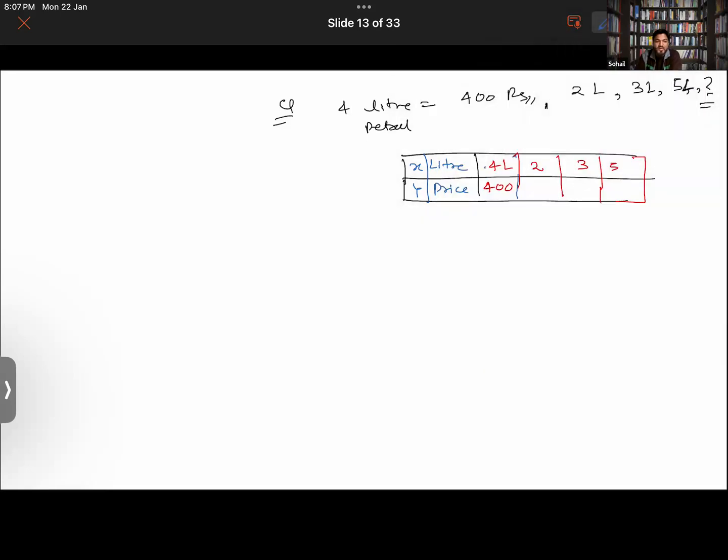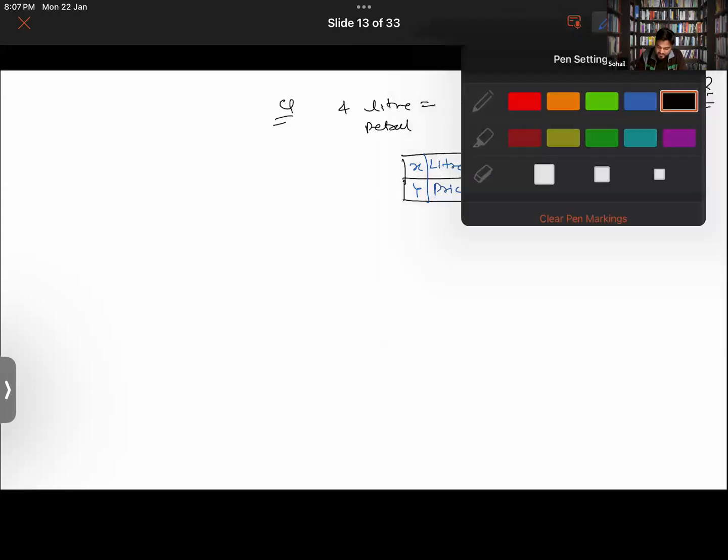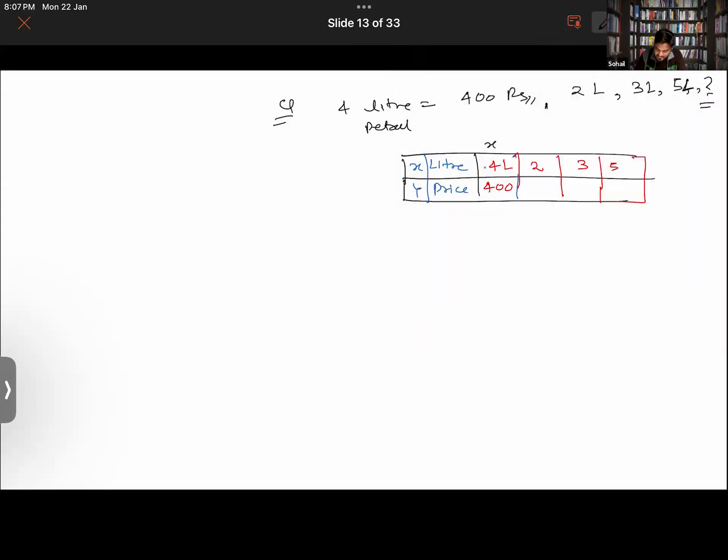Okay, now we know that as the liters of petrol purchased increase or decrease, it will impact the price also. If you purchase more, the price will be more. Also, for convenience, we can write it as x1, x2, x3, and x4. And this one is y1, y2, y3, and y4. Let's try to solve it.